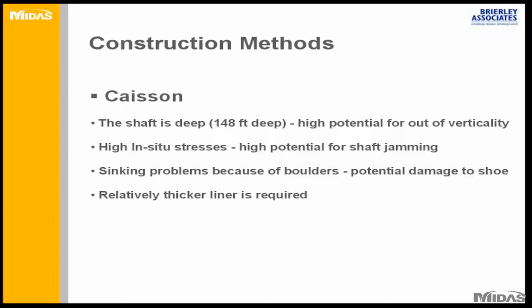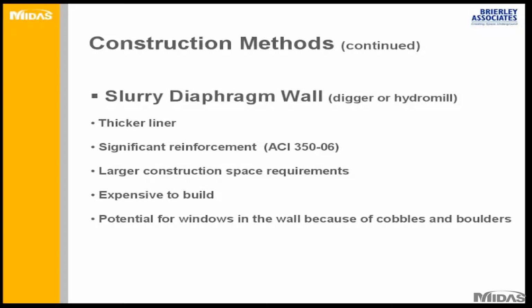And again, as I described earlier, the existence of boulders and cobbles can, in some cases, damage the shoe and hinder the progress of building the shaft. For this system, you'll end up with a relatively thicker liner compared to the VSM, or vertical shaft machine system, which I will describe later, where we use only 15-inch thick liner segments.